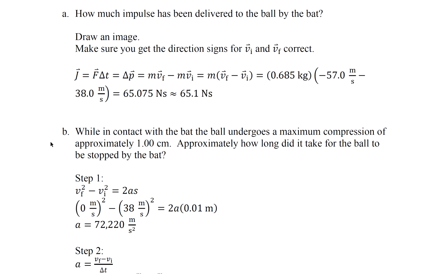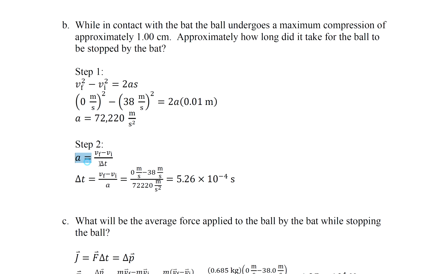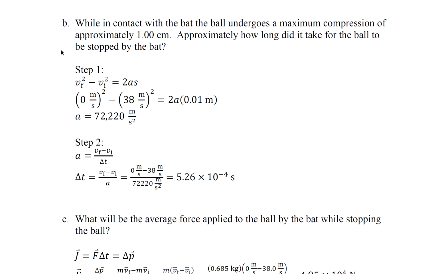Part B, while in contact with the bat, the ball undergoes a maximum compression of 1 centimeter. Approximately how long did it take for the ball to be stopped by the bat? So we could use a SUVAT equation to determine the acceleration. Then we could use another SUVAT equation to determine the time it takes for the bat to hit the ball. So once we have delta t, we have our answer.